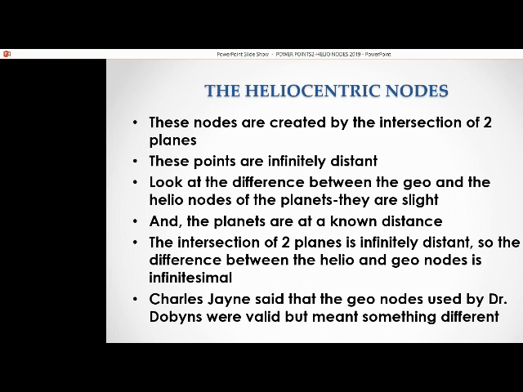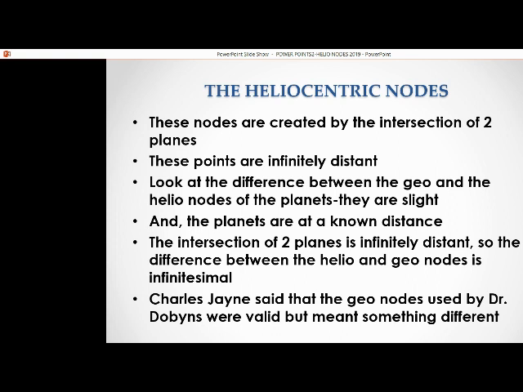The heliocentric nodes are caused by the intersection of two planes. These points are infinitely distant. If you took two pieces of paper and you put them together, one edge on the surface of another, and you projected it all the way out, it would go all the way into infinity. To prove this out to yourself, just get an astrology program on the screen, calculate a geo and a helio chart for the same moment, for today, let's say. And the difference between the helio and the geo, Pluto, for example, will be only minutes. And the planets, of course, Pluto is at a known distance.